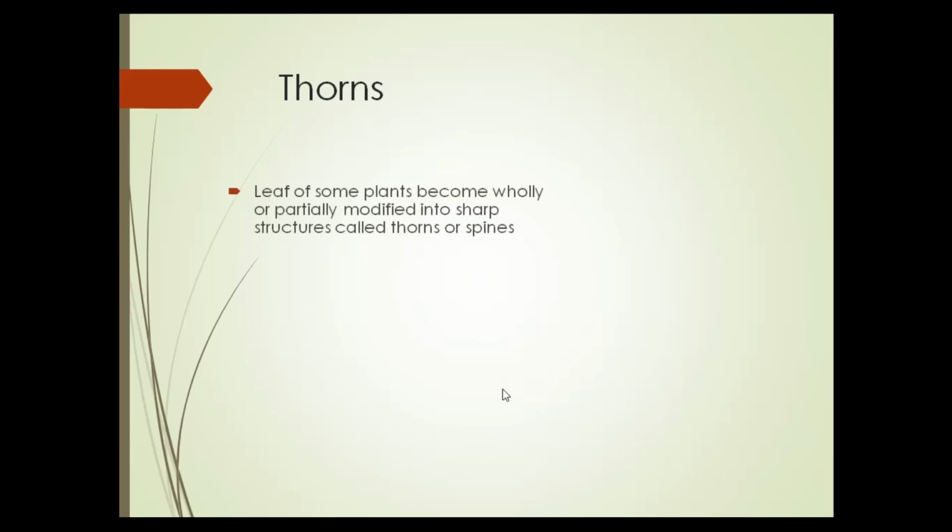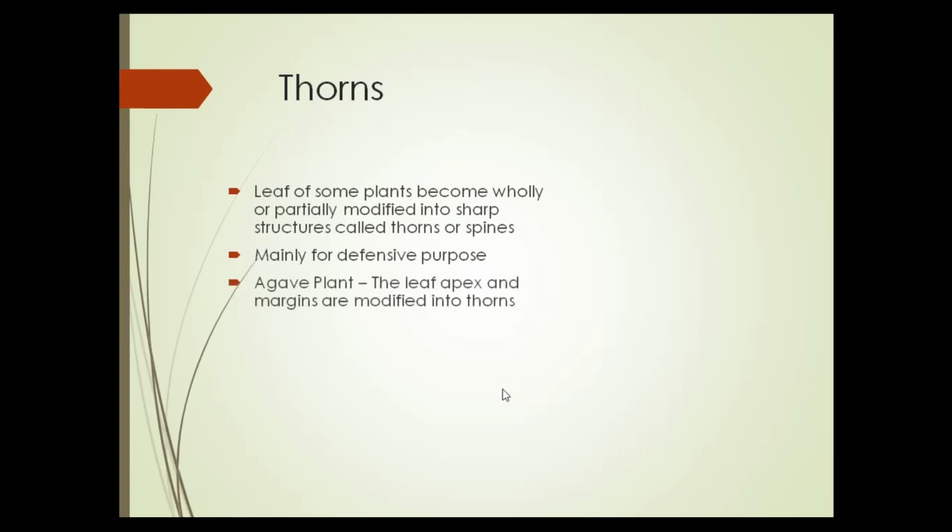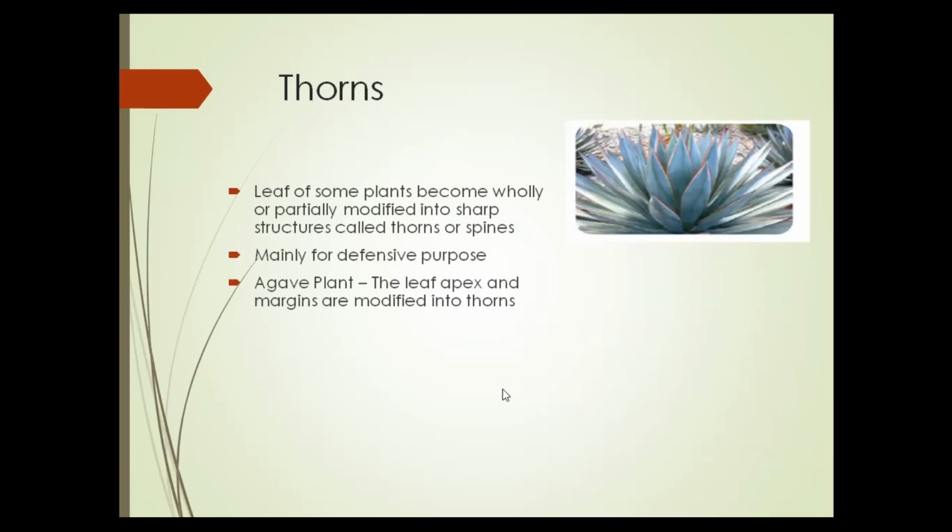Now let us see about thorns. Leaf of some plants become wholly or partially modified into sharp structures called thorns or spines. They are mainly developed for a defensive purpose so that some animals don't come and eat them off. Agave plant has the leaf apex and margins modified into thorns. This is an agave plant.